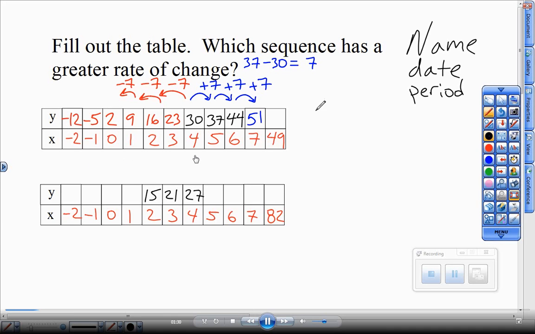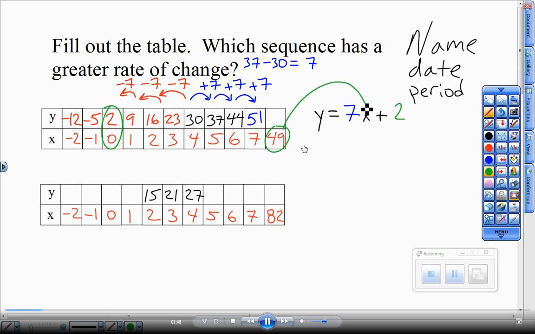That rate of change number, that 7, that number goes in front of X. That's your rate of change. That's your slope. That's how much it's changing each time. And then that number for Y, when X is 0, that's your Y-intercept number. So make sure you know how to do that.